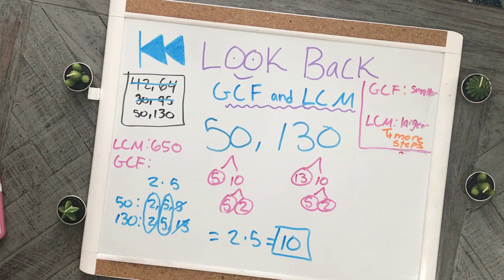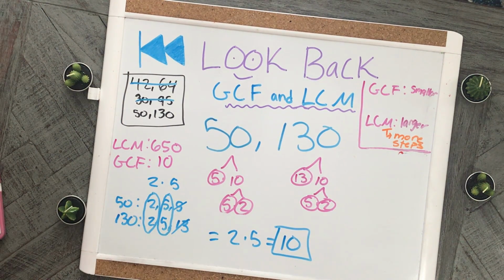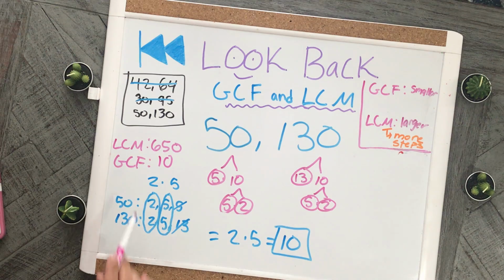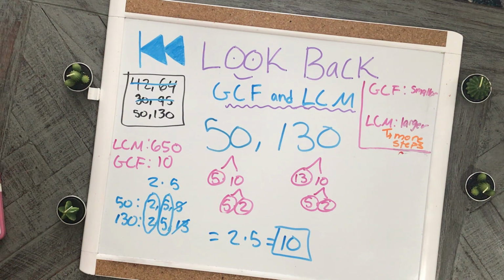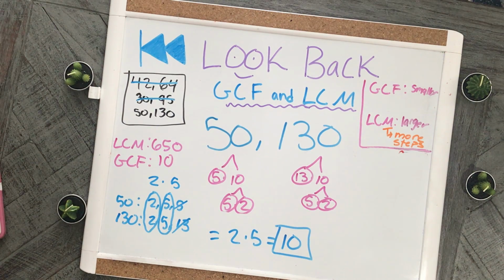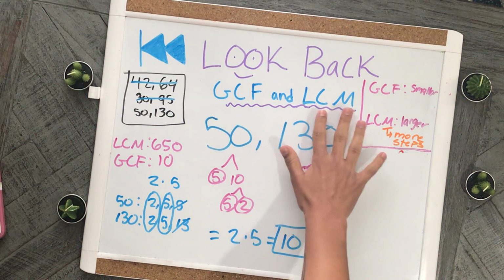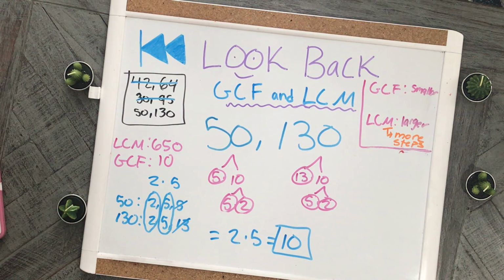So that is, again, a large difference where the greatest common factor is smaller and the least common multiple is larger. We had to look for more things. It was more steps. So just keep that in mind. It's a good thing to look back at and make sure that you have both of those down and you understand the difference. Again, least common multiple, we're looking for more. That's a good way to remember the difference.